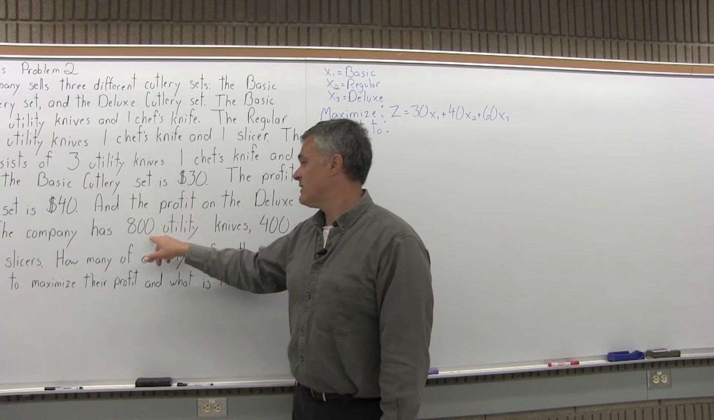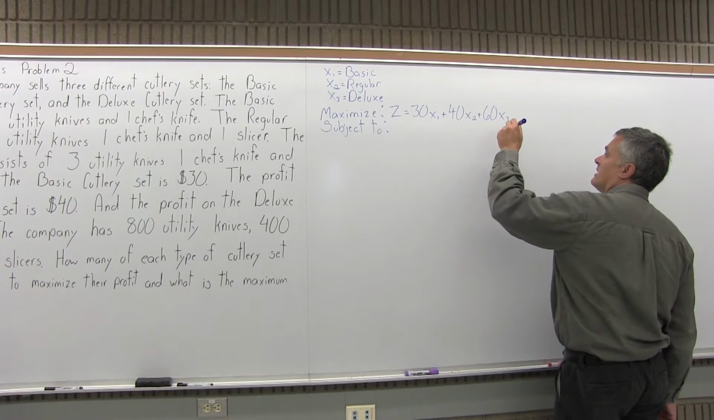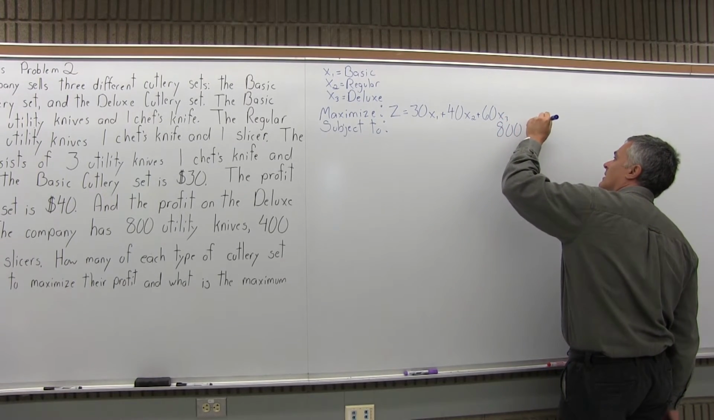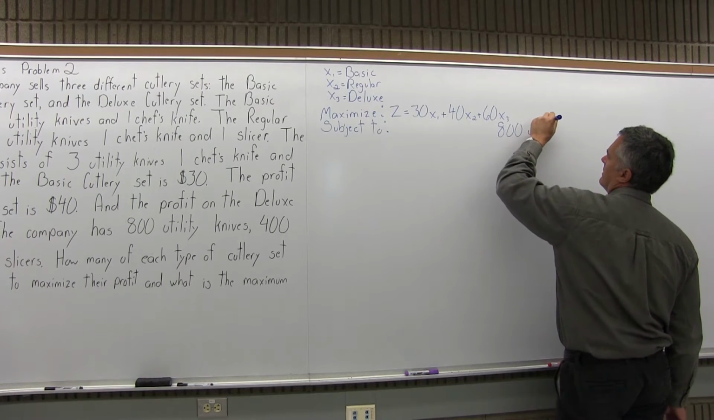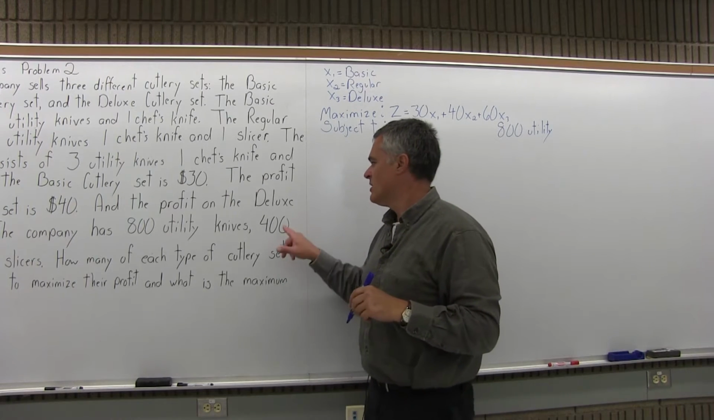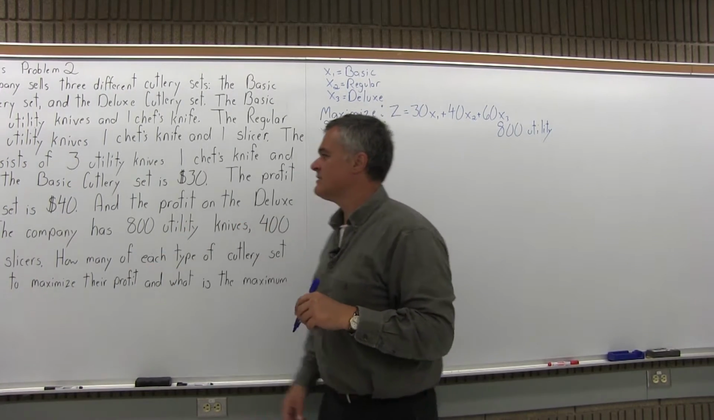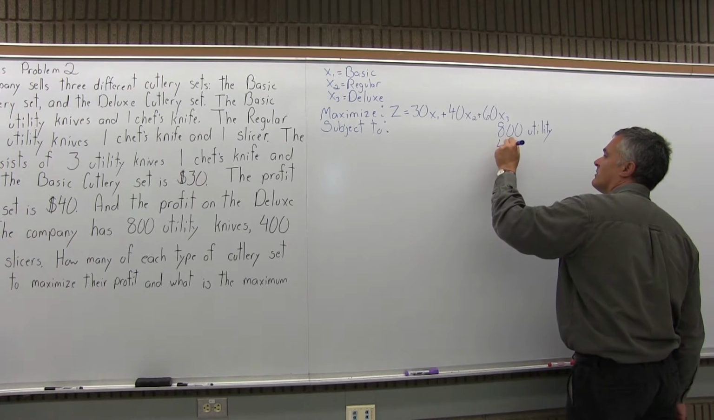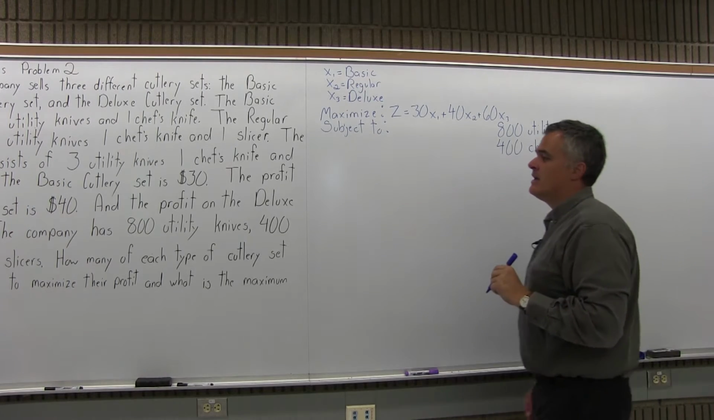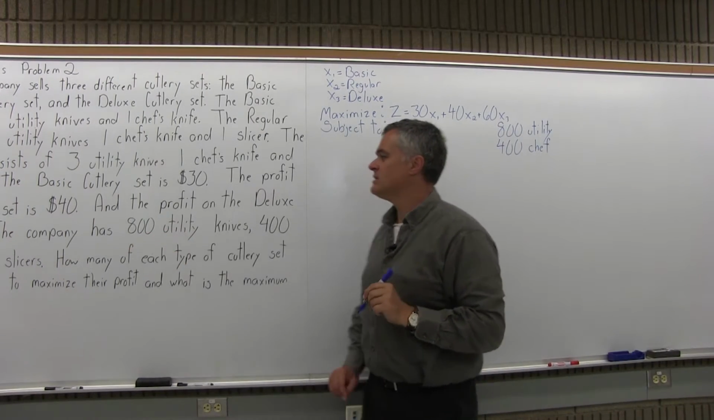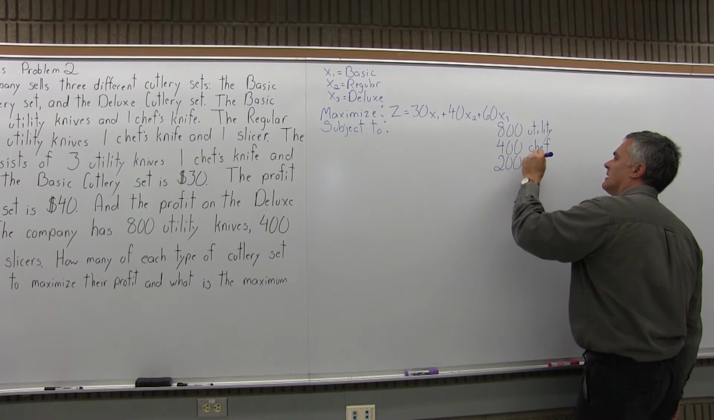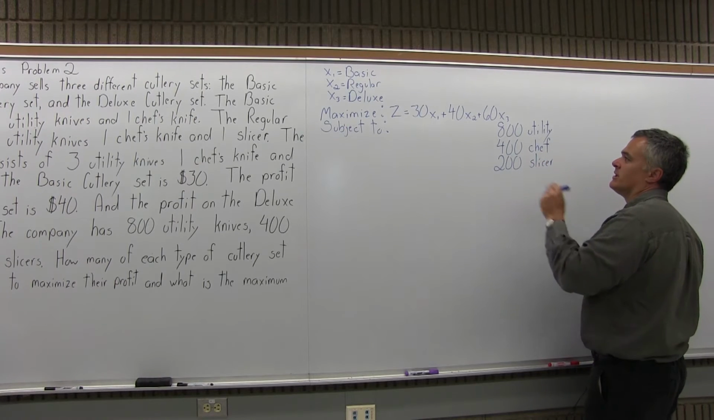So we're going to have one constraint for the 800 utility knives. So I'll write here 800, and I'll put utility. You don't have to put knives, they're all types of knives. 400 chef's knives. So under that I'll put 400 chef. And 200 slicers. And I'll label it like that.